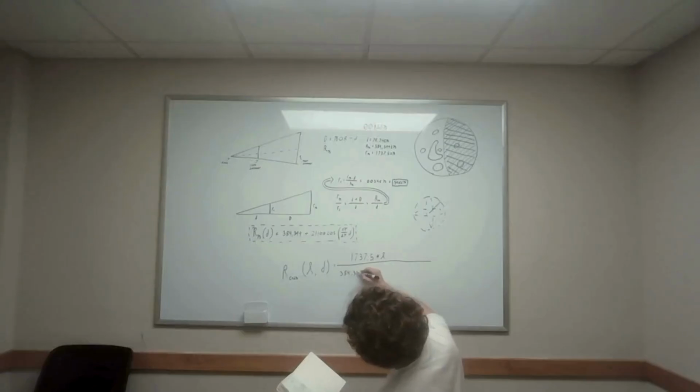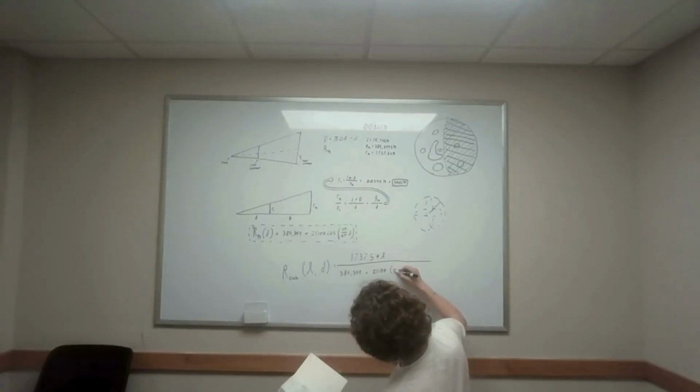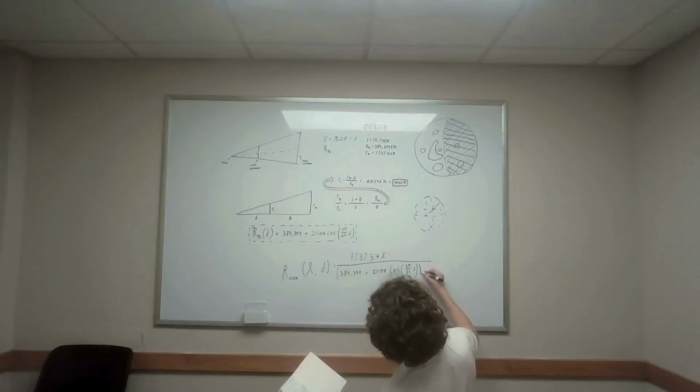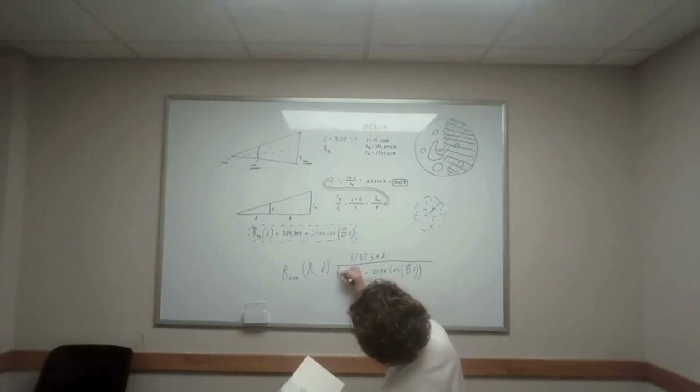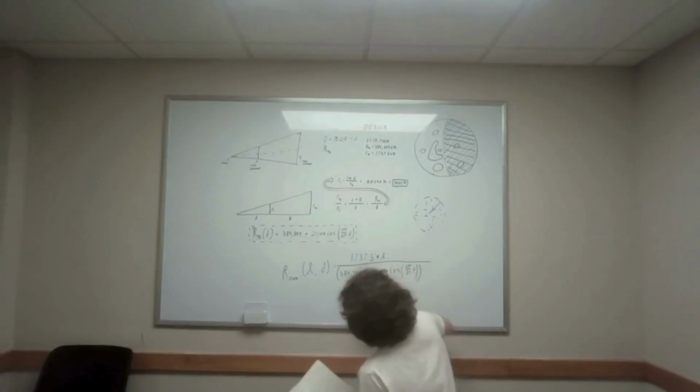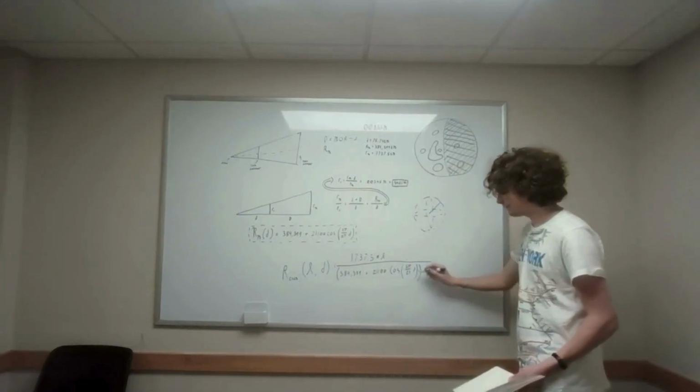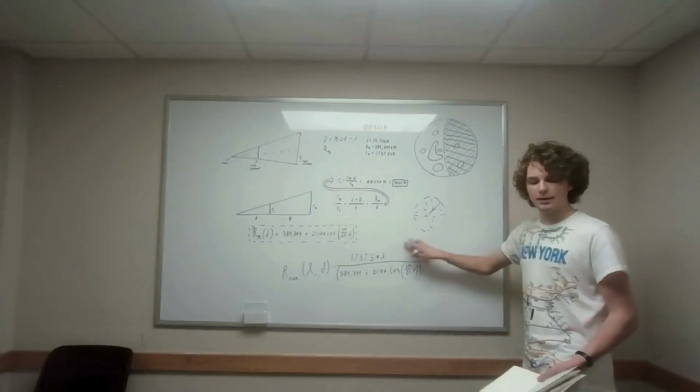384,399 plus 21,100 times cosine 2 pi divided by 27d. That's what that should be. There's big R's on the bottom, and I mixed them up on the paper I wrote. But, so then, plug in your arm length.